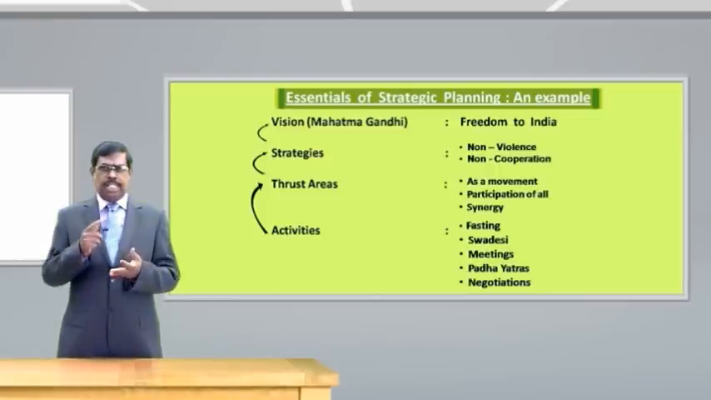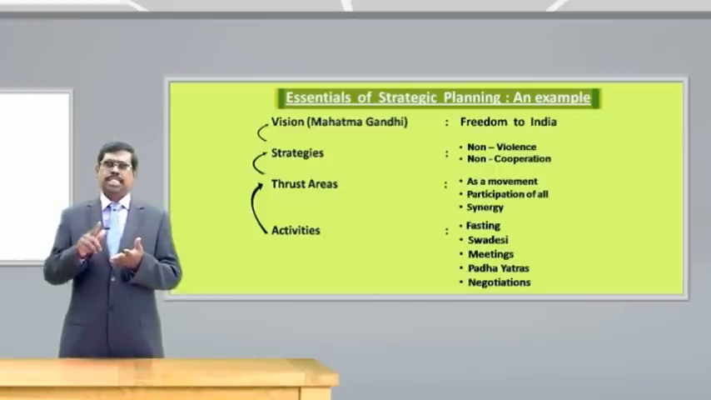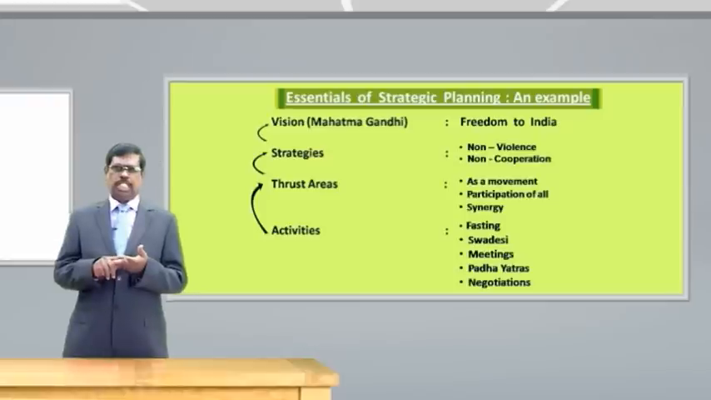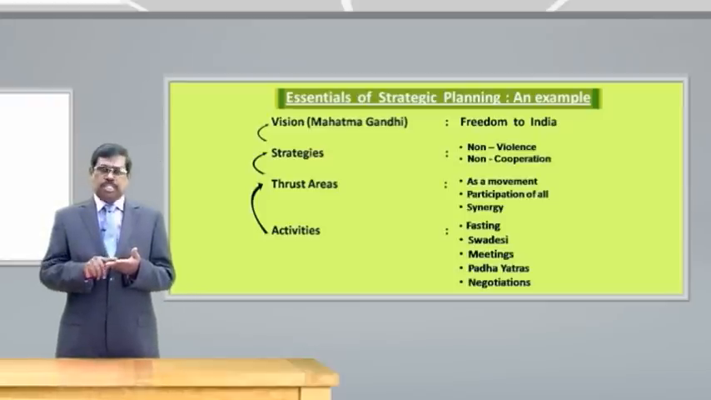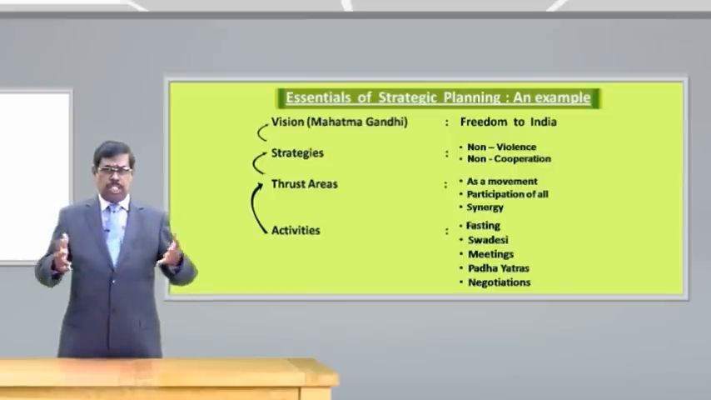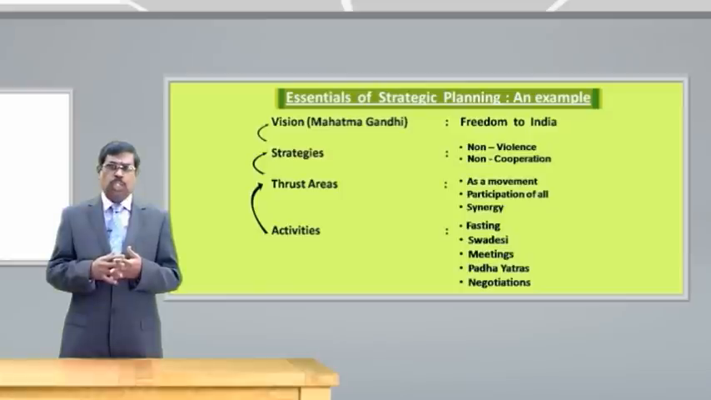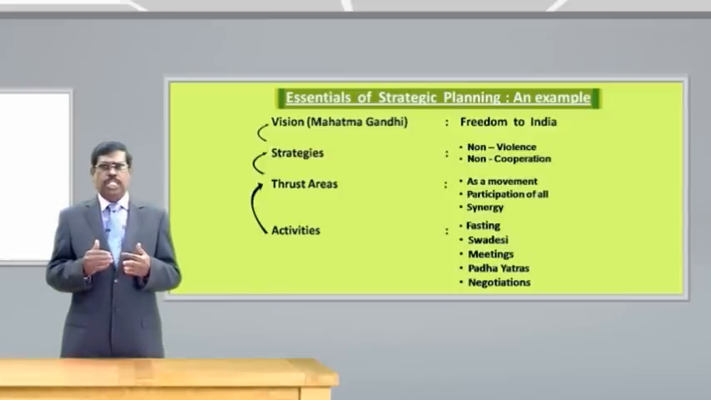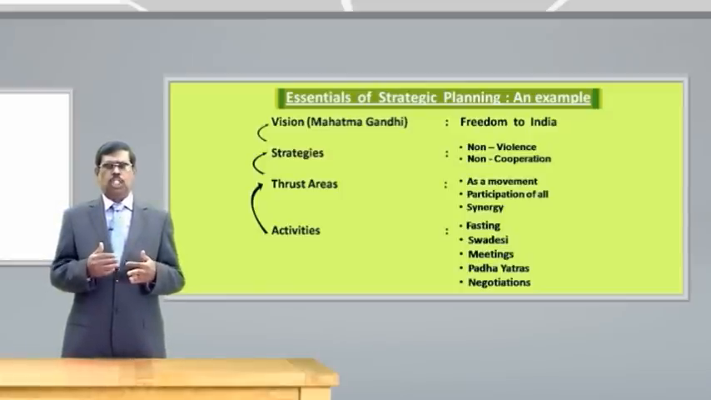And once these strategies and thrust areas have been fixed, only then should activities be planned. Here you can see some of the activities which in our country we resorted to. One was fasting, second was Swadeshi, third was meetings, and the fourth was Padayatras. Even the Dandi March can be an example. And he also resorted to several negotiations with the British government and other people.